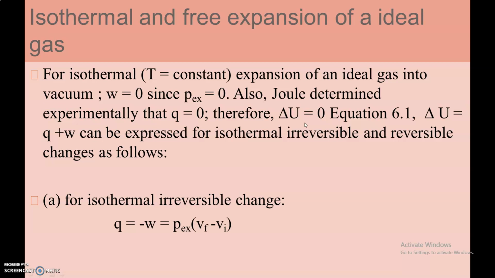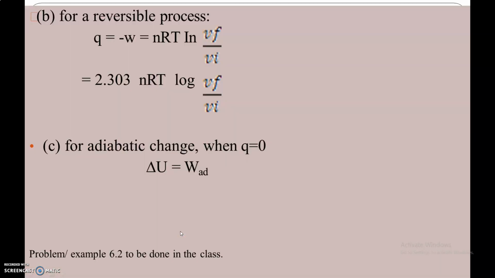So equation 6.1 that we have seen, delta U is equal to Q plus W, for the first law that we know. So for isothermal, irreversible and reversible changes, what will our equation be? For isothermal irreversible changes, Q is equal to minus W, that is Pex (Vf minus Vi). For a reversible process, we have seen Q is equal to minus W, that is minus nRT log Vf by Vi, which we have expanded as 2.303 nRT log Vf by Vi. This will be the equation. For adiabatic change, when Q is equal to 0, delta U is equal to W adiabatic.